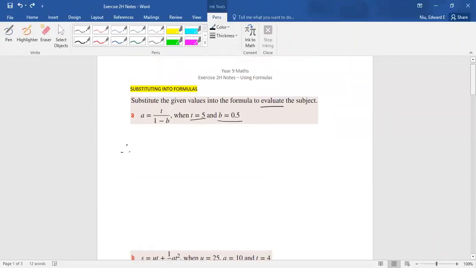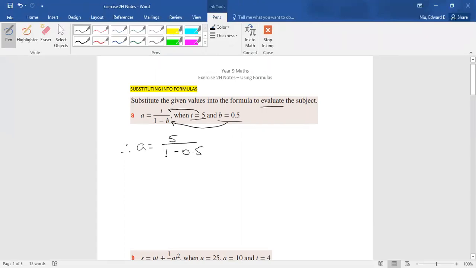So what we say is therefore A equals, well, we know T is 5. So this goes up top. This goes where the B is. And we can say this becomes 5 instead of having T at the top, on 1 take away 0.5.